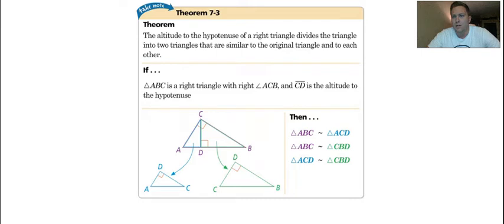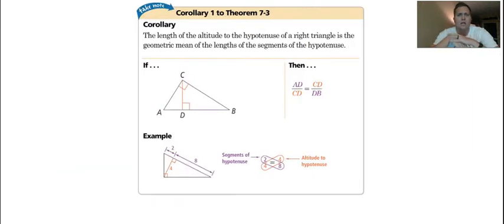Our next one that we have right here is corollary 1. Corollary just means something based off a theorem. It says the length of an altitude to the hypotenuse of a right triangle is the geometric mean of the lengths of the segments of the hypotenuse. Okay, so geometric mean just means that we are going to set up a proportion. We did this in our previous lesson where we found similar triangles and their corresponding sides, and we set up proportions in order to solve. It's the same thing that we're going to do here, even though we draw an altitude.